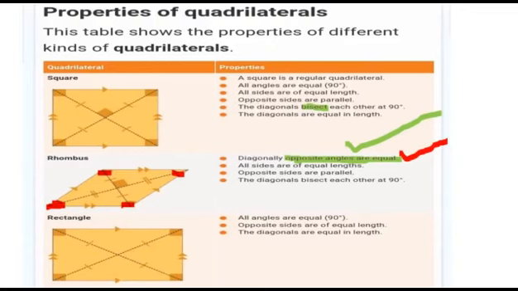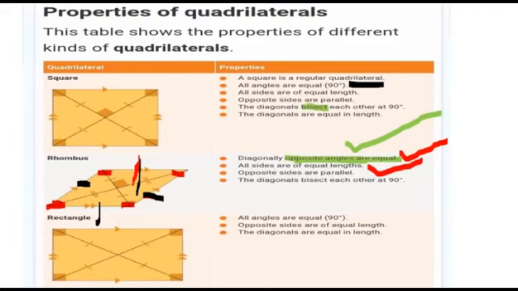Second property, all sides are of equal length. In a rhombus, all the four sides have the same length. That is, this side, this side, this side, this side. Somewhat like a square. A square also had all the four sides equal. A rhombus also has four sides equal. But a square had all the angles equal to 90 degrees. A rhombus doesn't have.